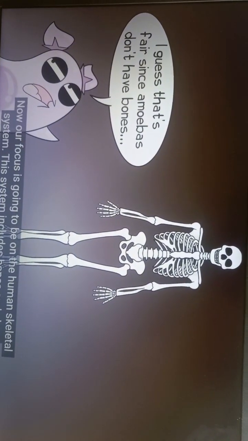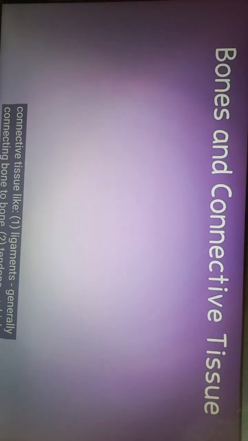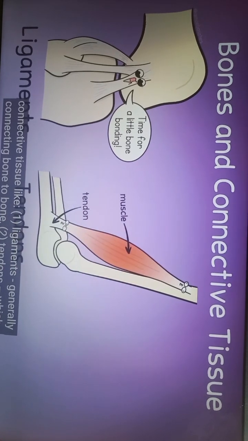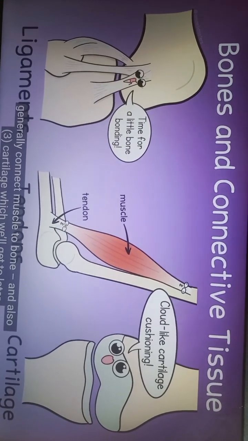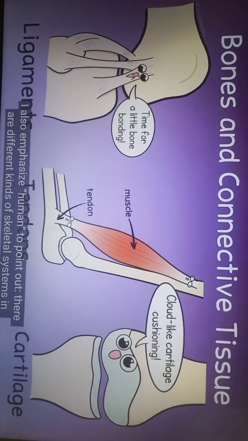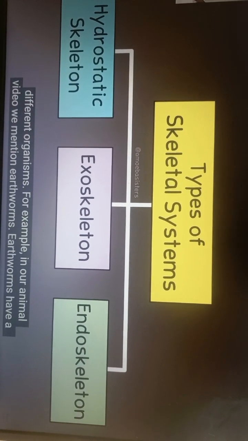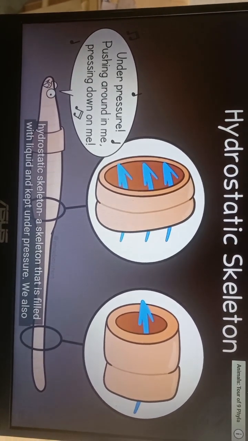Now our focus is going to be on the human skeletal system. This system includes bones and also connective tissue, like ligaments, generally connecting bone to bone, tendons, which generally connect muscle to bone, and also cartilage, which we'll get to later. I also emphasize human to point out there are many different kinds of skeletal systems in different organisms. For example, in our static skeleton, a skeleton is filled with liquid and kept under pressure.